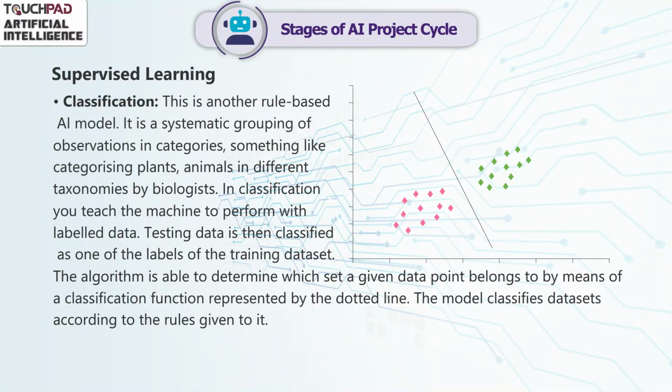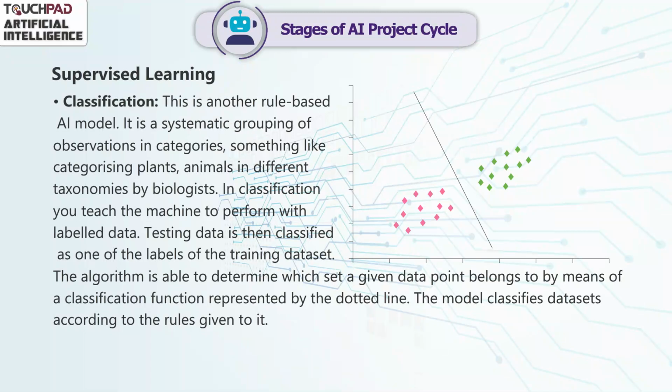Classification. This is another rule-based AI model. It is a systematic grouping of observations in categories. Something like categorizing plants, animals in different taxonomies by biologists. In classification, you teach the machine to perform with labeled data. Testing data is then classified as one of the labels of the training data set.